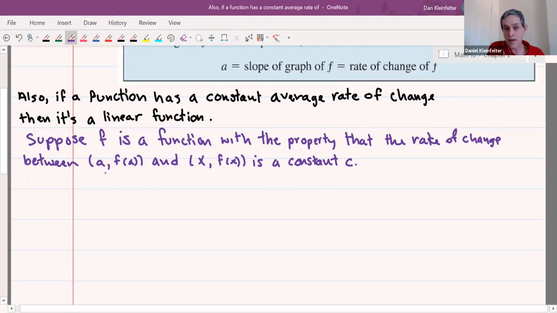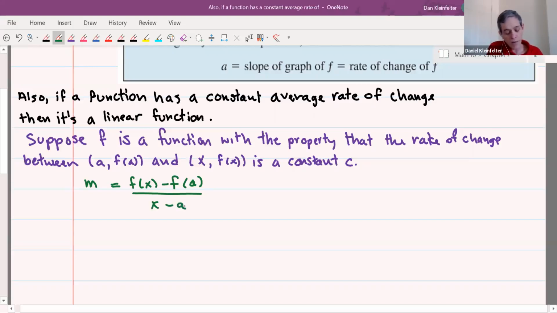So a is a particular fixed point in the domain of f, and we'll be looking at the slope between (a, f of a) and (x, f of x). So let's go ahead and calculate that slope. So that's m. And that's the change in the y's, so that's f of x minus f of a, divided by the change in x's. That'll be x minus a.